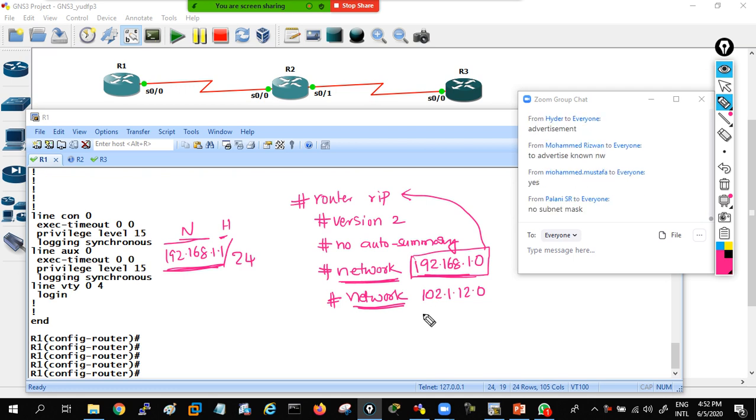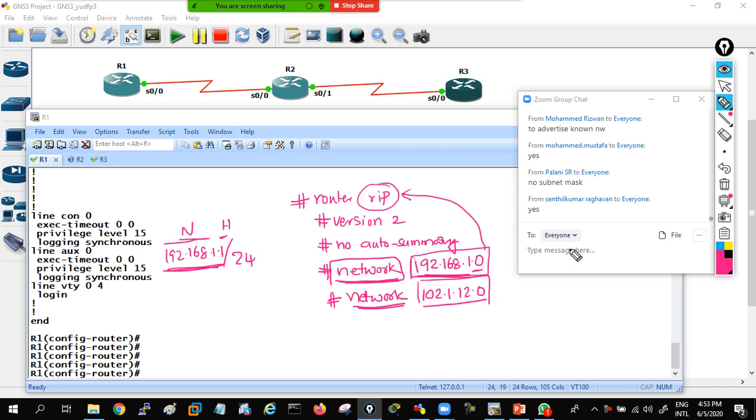Perfect. Yeah, no subnet mask, only the network ID. Here you cannot give the subnet mask. In RIP you cannot give a subnet mask. So just simply give what are the networks and what is their network ID. That's it. So you need to use the network command to advertise your networks into your routing protocol. Here my routing protocol is RIP. Inside that, I advertised my networks, which are 192.168.1 and 102.1.12.